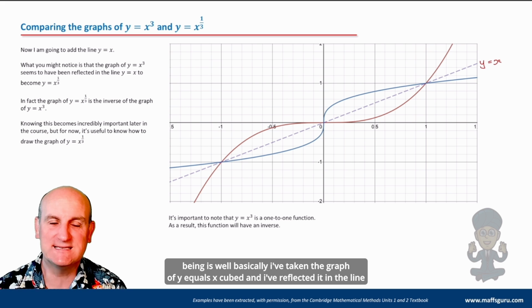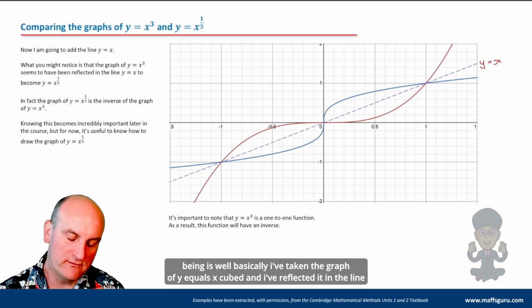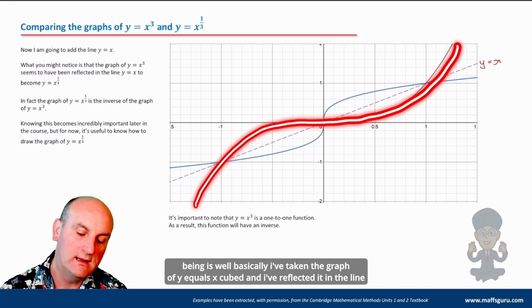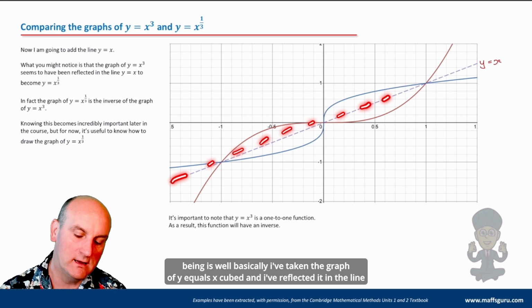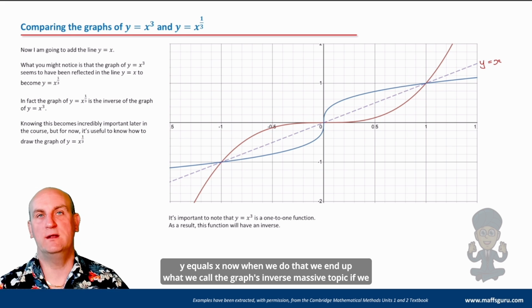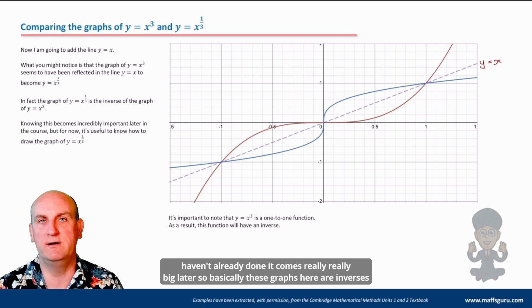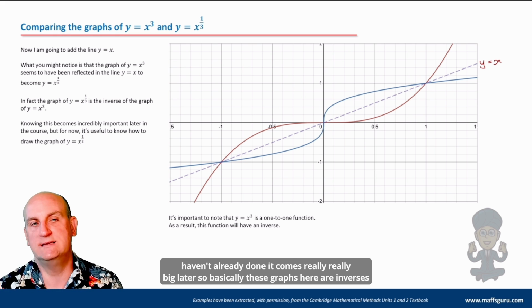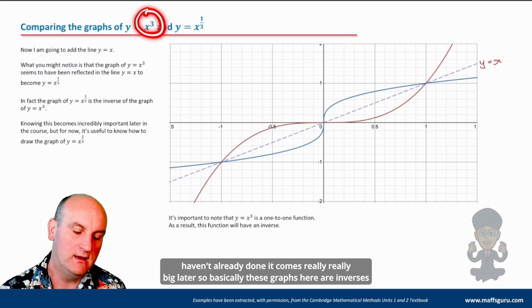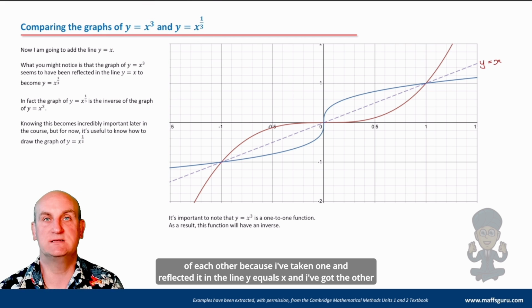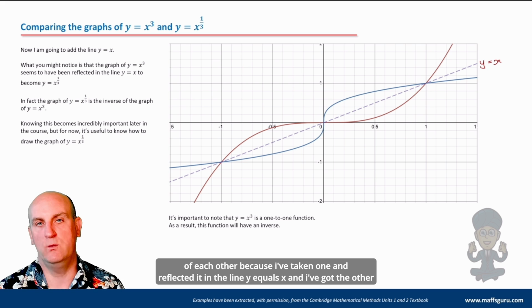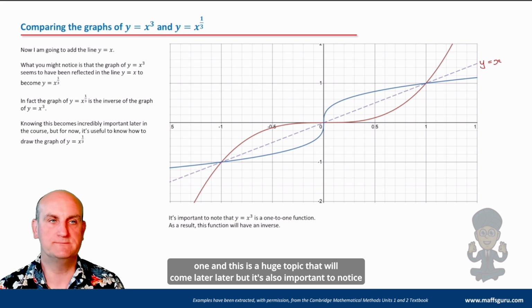The reason being is, basically, I've taken the graph of y equals x cubed and reflected it in the line y equals x. When we do that, we end up with what we call the graph's inverse. It's a massive topic if we haven't already done it, and it comes up really big later. So these graphs are inverses of each other because I've taken one and reflected it in the line y equals x, and I've got the other one. And this is a huge topic that will come later.